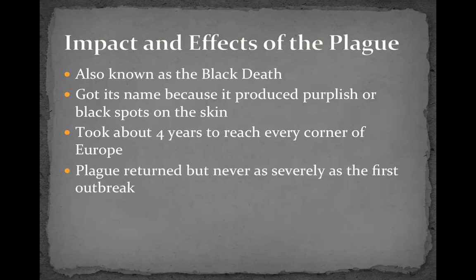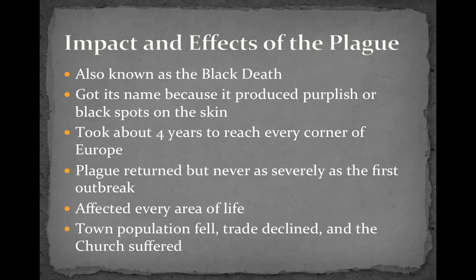After the first round of the plague, it came and it went. It did return again. However, it never returned as severely as that very first outbreak. It did affect every single area of life. Town population fell, trade declined, and the church suffered. The plague was a devastating, absolutely life-altering, life-changing disease that fell upon society in the 1300s.